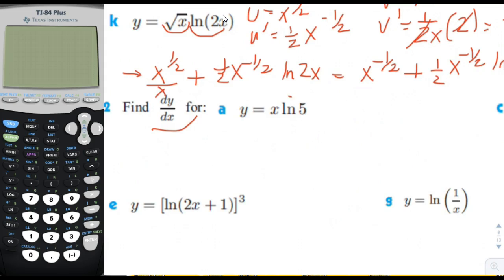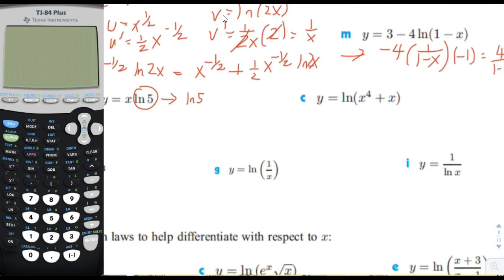So here, look at the natural log of 5. That is just a constant because there's no x there. So you don't have to do a product rule or anything. This is just saying x times natural log of 5. If you take the derivative of that, it's just natural log of 5 because it's just like saying 3x. The derivative of 3x is 3. The derivative of natural log 5 times x is natural log of 5. Okay? They're trying to trick you, make you think it's harder than it is.